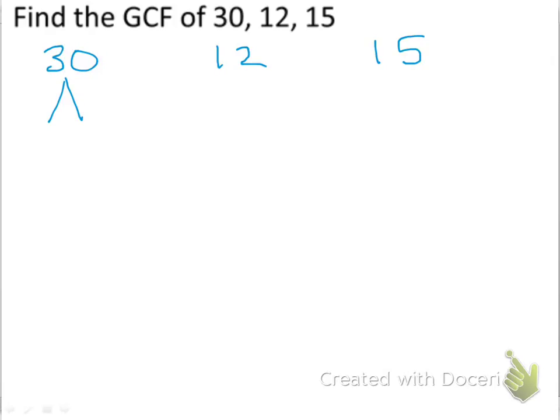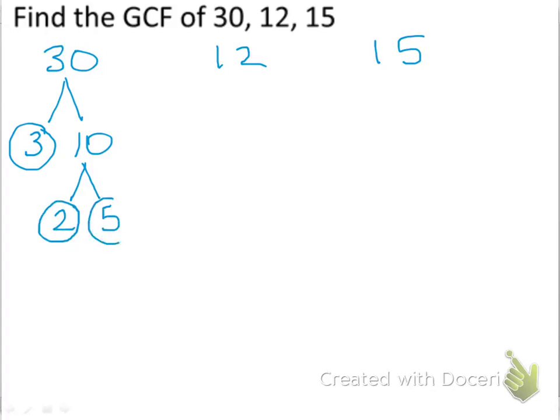30, the two factors that multiply together to give me 30 that I think of right away are 3 and 10. 3 is a prime number, so I circle it, and then I look at 10. 10, two factors that make 10 are 2 and 5, which are both prime numbers, so I'm going to circle both of them, and I'm done.